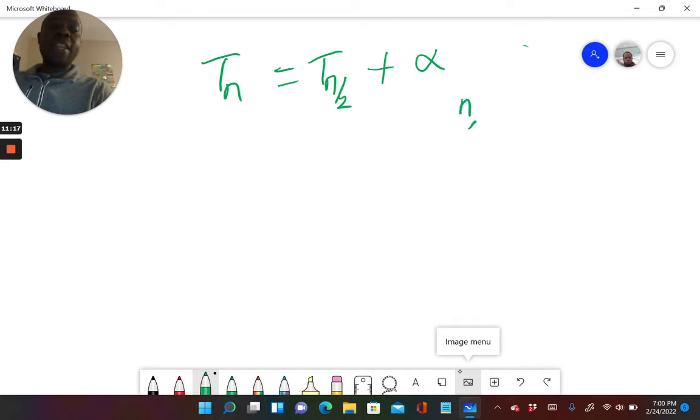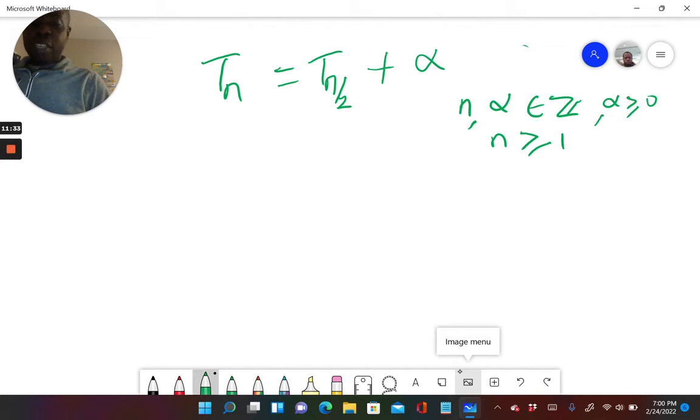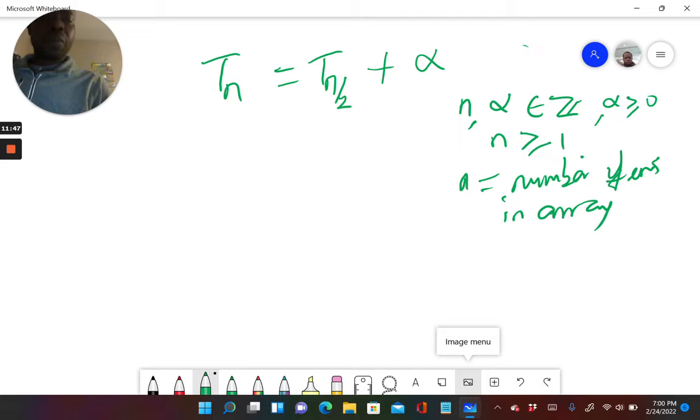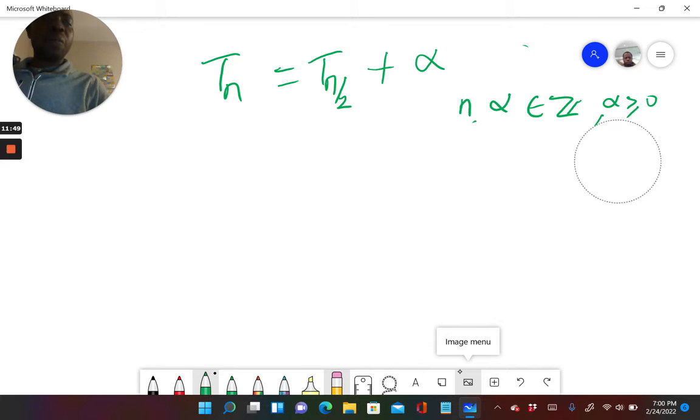Now, the n and alpha here are both integer numbers, but your n should be greater than or equal to 1. Your alpha can be greater than or equal to 0. Okay? That is the condition for that. So you know n is the number of items. N is the number of items in the array.